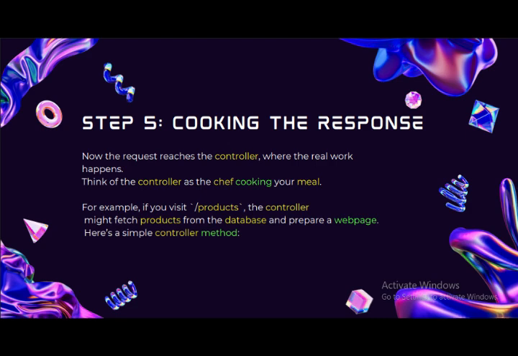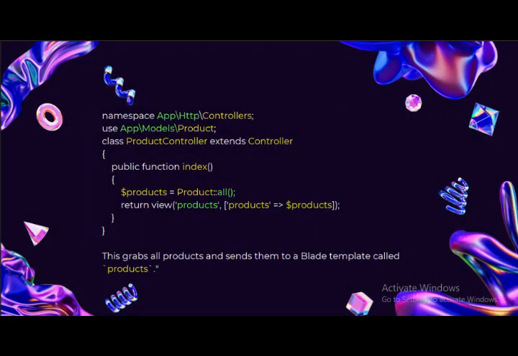Here's a simple controller method. namespace App\Http\Controllers; use App\Models\Product; class ProductController extends Controller, public function index, $products = Product::all(); return view('products'). This grabs all products and sends them to a Blade template called products.